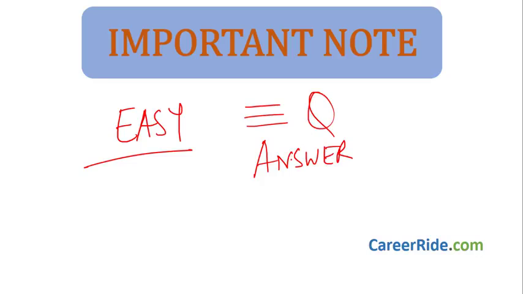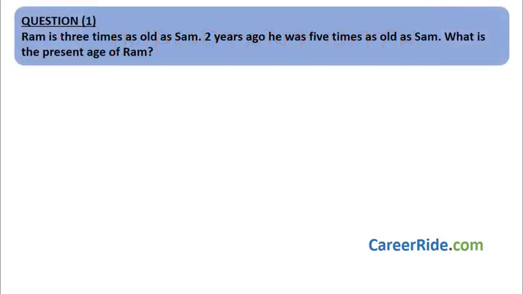Just pay attention to the question. That is the only thing you should focus on. So let's see how to solve questions on ages. Question number 1. Ram is 3 times as old as Sam. 2 years ago, he was 5 times as old as Sam. What is the present age of Ram? See how easy it is. Let's see how to tackle such sums.